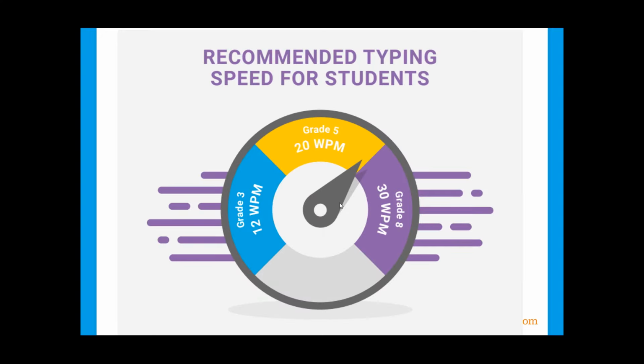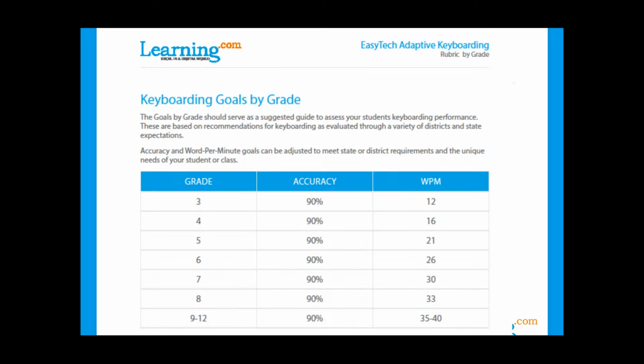The focus should be that students make progress, and we would expect them to be within a range in order to meet that 38 to 40 words per minute goal by high school or definitely by the end of high school. In order to meet those goals, we can provide you with keyboarding goals by grade, starting in 3rd grade to the end of high school to help guide you to help your students reach that end goal of 38 to 40 words per minute by the end of high school. So now I'm going to log into my teacher account so we can dig deep into Learning.com keyboarding.